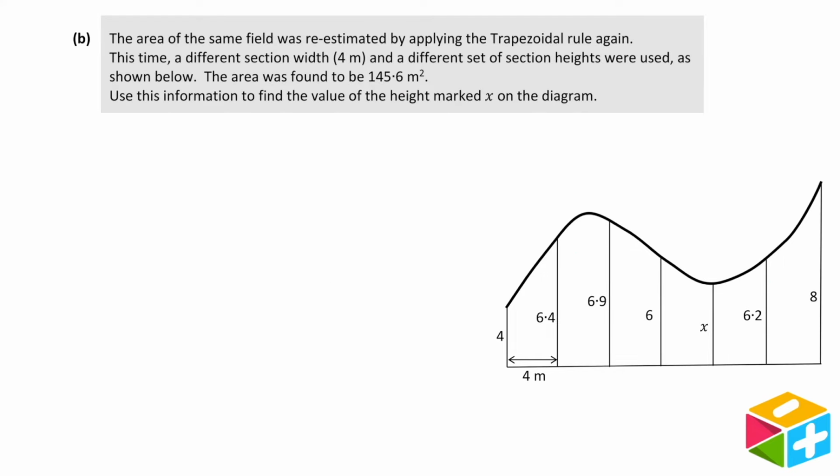The area of the same field was re-estimated by applying the trapezoidal rule again. This time, a different section width, 4 meters, and a different set of section heights were used, as shown below. The area was found to be 145.6 meters squared. Use this information to find the value of the height marked x on the diagram.